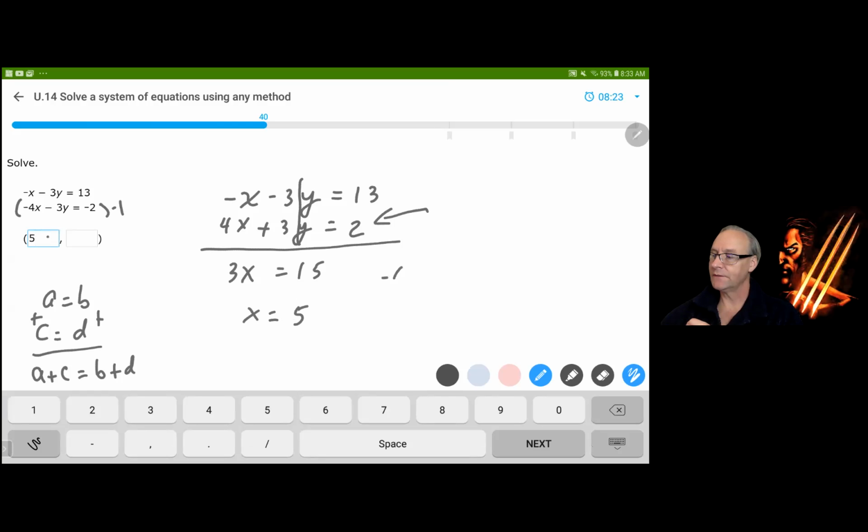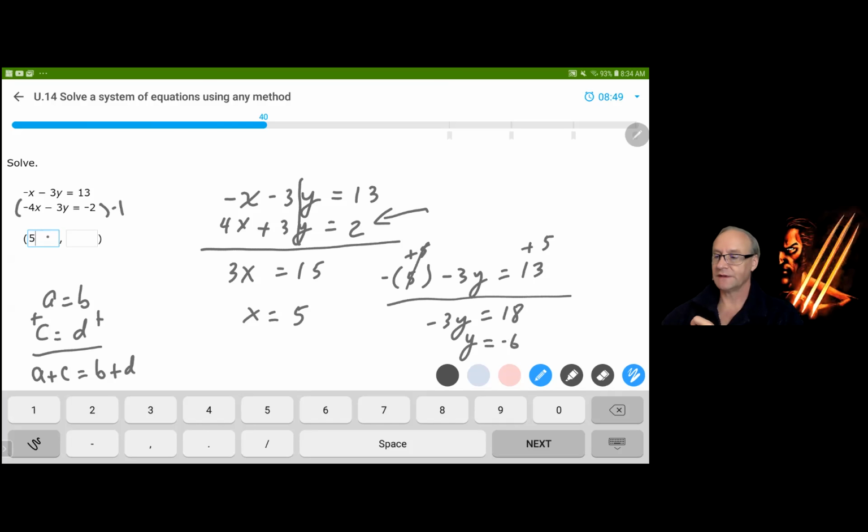So I have negative. Notice that that negative goes outside the parentheses. Minus 3y is equal to 13. I'm going to add 5 to both sides. I'll just write it for you. I know I'm probably going into too much detail, but I'll go a little faster after this. 3y is equal to 18, and divide by negative 3 on both sides, and we get y equals negative 6.